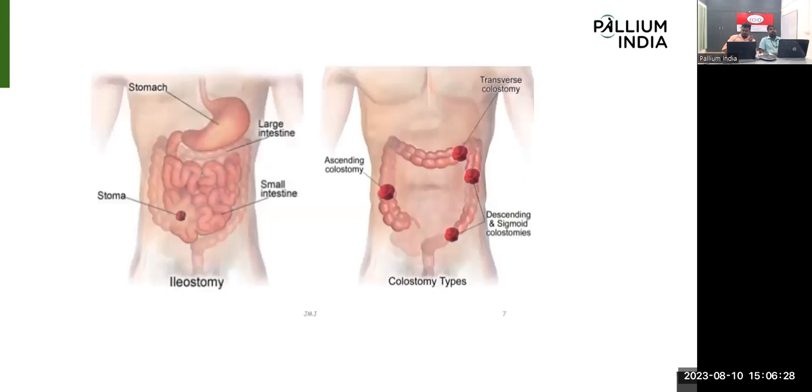Simply, anatomically, our large intestine is a hollow organ, around 1.5 meters in length. According to the anatomical parts, there are the ascending colon, transverse colon, descending colon, and sigmoid colon. According to the part where we make the ostomy, the name varies: ascending colostomy, transverse colostomy, descending colostomy, and sigmoid colostomy.